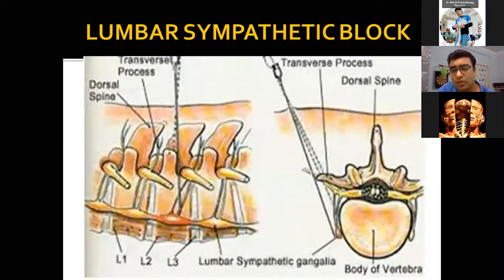Similarly, lumbar sympathetic block is used for peripheral vascular diseases and for cancer pains, for patients with pelvic organ pains because of cancer or because of radiation. They have splendid relief with lumbar sympathetic block.